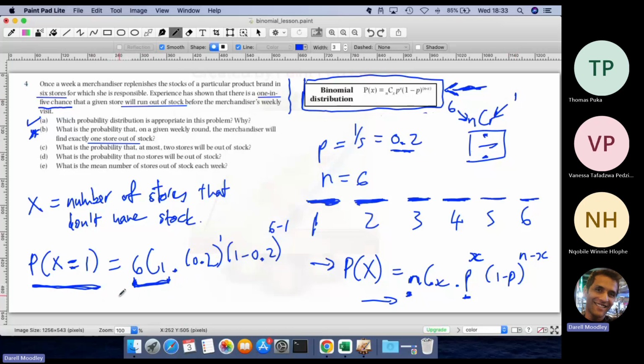Now, if you put all of this into your calculator and work it out, you'll get a value of 0.3932. You can also write it as a percent if you want, but a decimal is fine. So it's 39.32%. Both ways are acceptable.